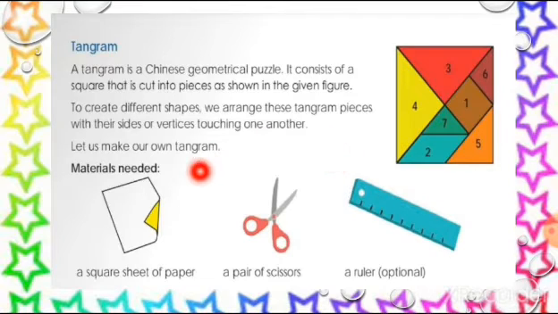Okay, then everyone take a square sheet of paper. It should be square, that means all the sides should be equal in length. So these materials you can take: a square sheet of paper, a pair of scissors, and a ruler. Now I will tell you how to do this. Everyone follow these steps.